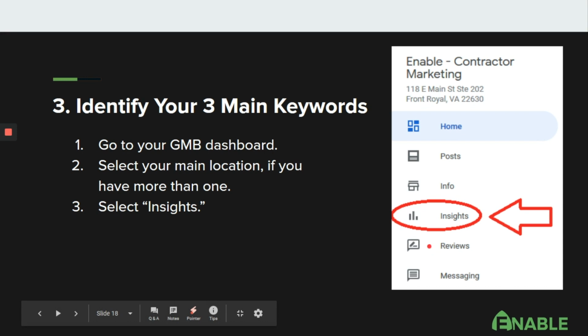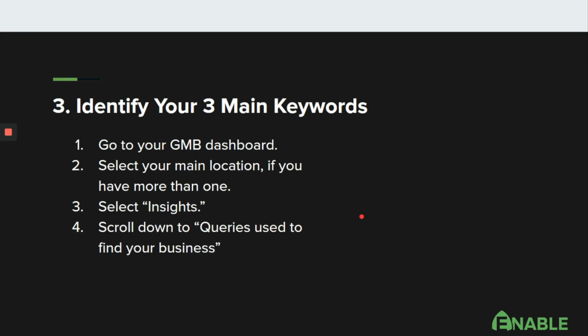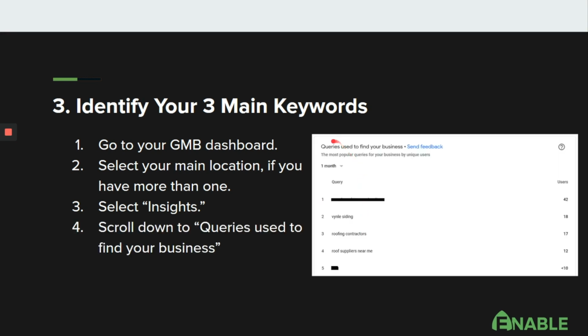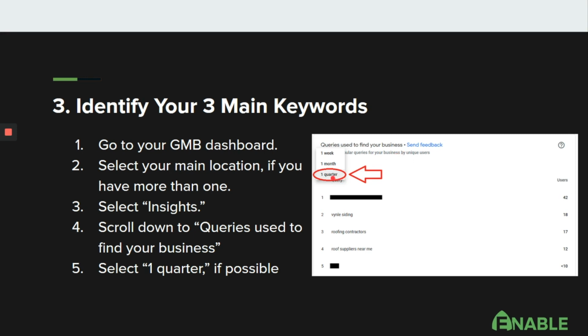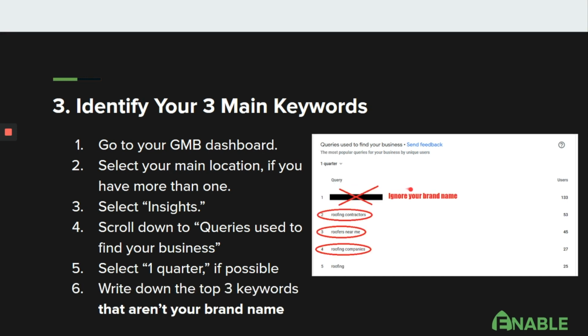Now, once you're within that particular location, you're going to select Insights over here on the left side. And then you're going to scroll down to a section called Queries Used to Find Your Business. Once in there, you're going to select one quarter if you can. If your listing has been live for 3 months, then you should be able to select one quarter. And that will just give you more accurate information. So then you're going to write down the top 3 keywords that aren't your brand name.